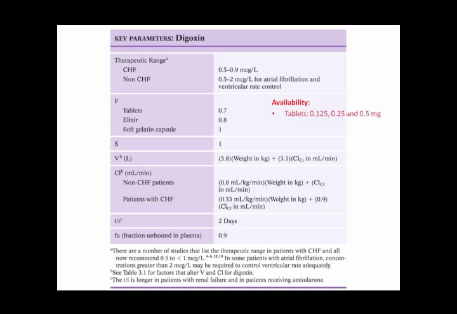Digoxin is available as tablet 0.125 and 0.25 milligram, which are commonly used. We used to use 0.5 milligram a lot in the past. You will rarely find a patient on 0.5 milligram per day. It's also available as IV.